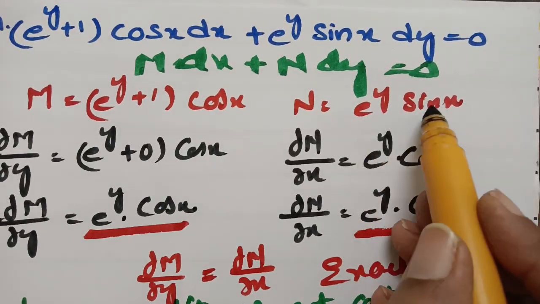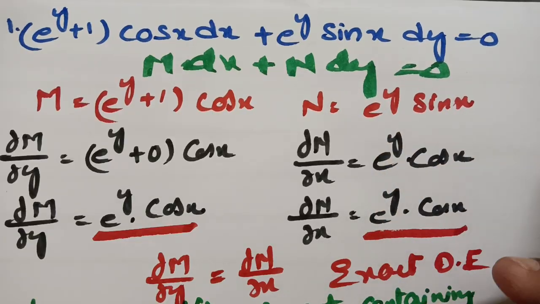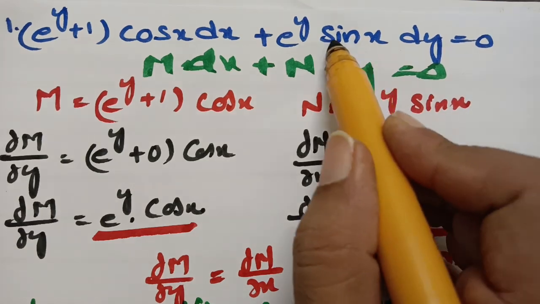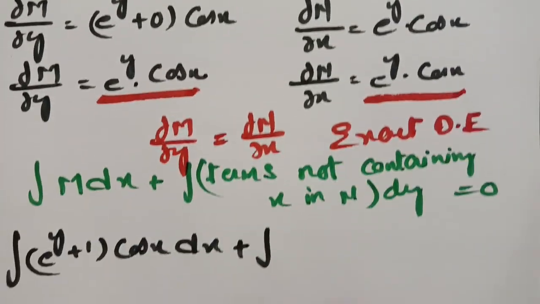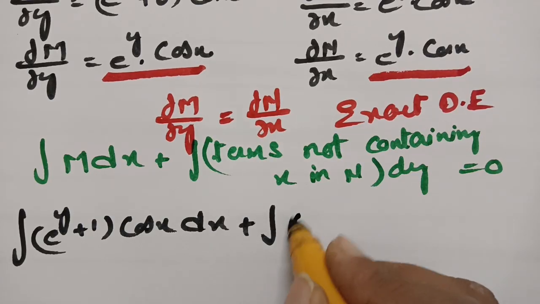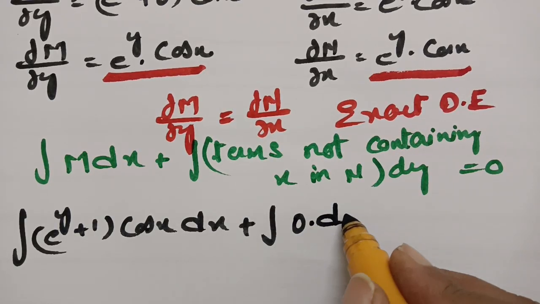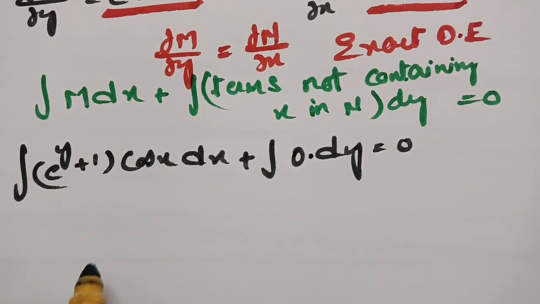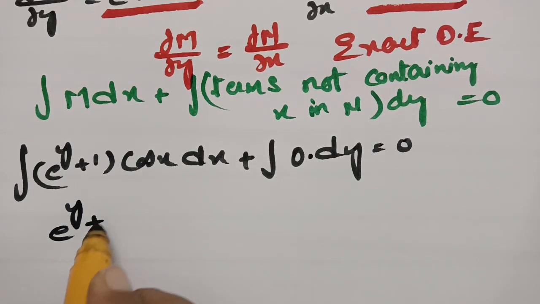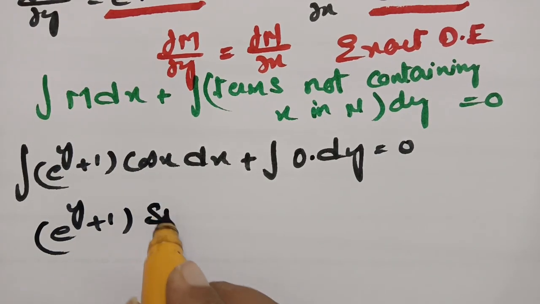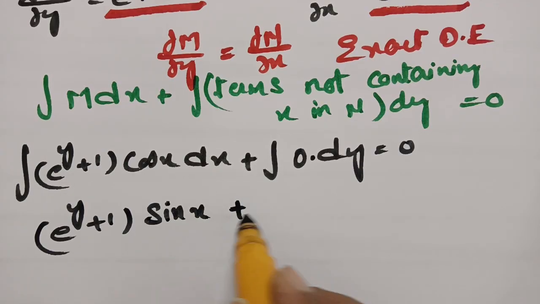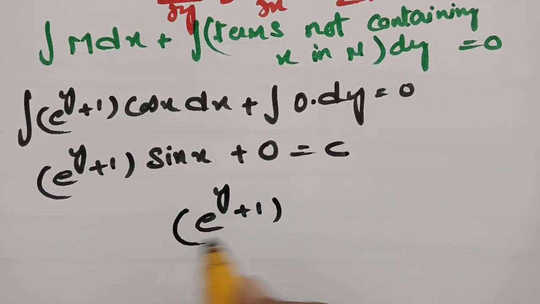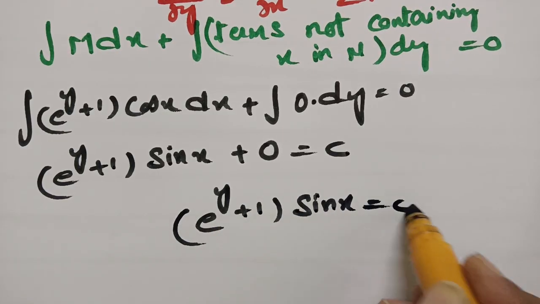So here there are terms containing x, and for the terms not containing x, there is an x here and therefore we are leaving this one. So there are no terms which are not containing x. So 0 into dy, which is equal to 0. If I integrate this with respect to x, this will be the constant, that is e^y plus 1. For cos x, the value here is sin x. Clear? And this is already 0, which is equal to c. So here the final answer is e^y plus 1 into sin x is equal to c.